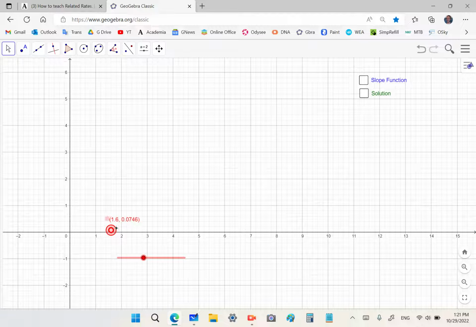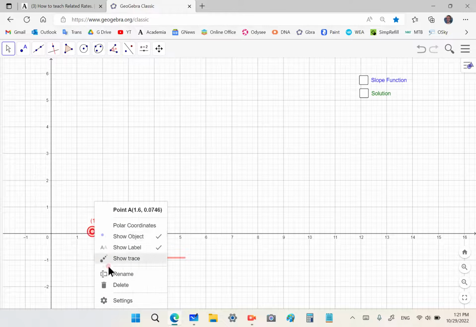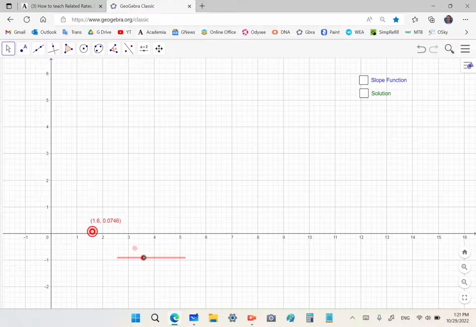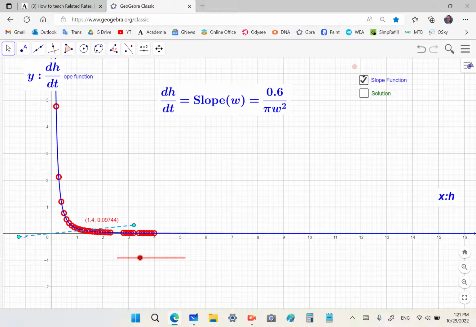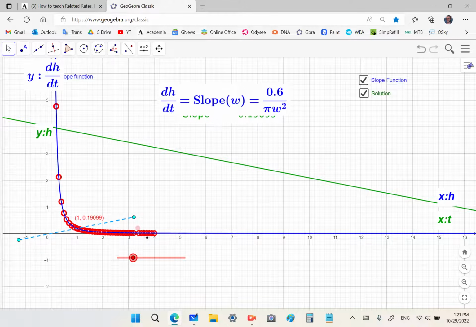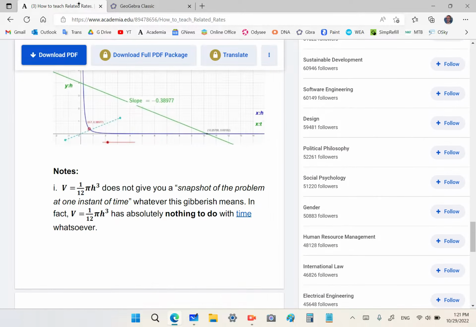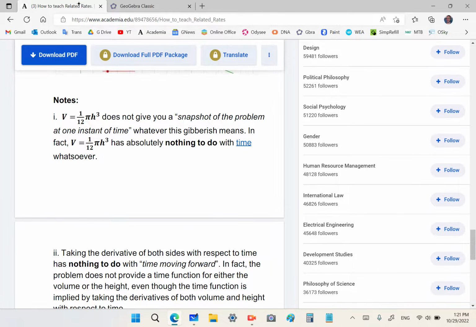So for example, if we didn't know the function, we could just plot the trace. So if we plot the trace, it'll look something like that. And of course, it turns out that this function is in fact what you see in front here. Okay, so this is the slope function. And this here is its solution, all right? And you can put in any water level you like here, and it will give you the rate or the slope.